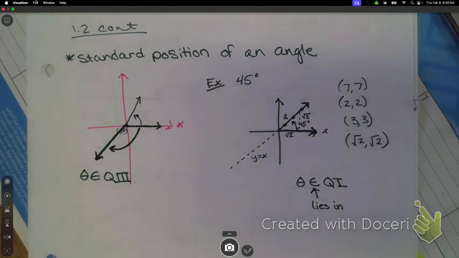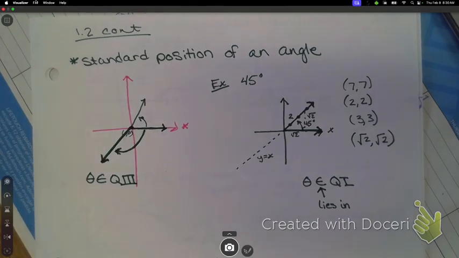Make sense? Lots of vocabulary in these first sections.